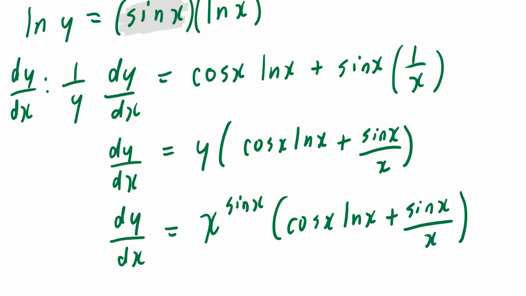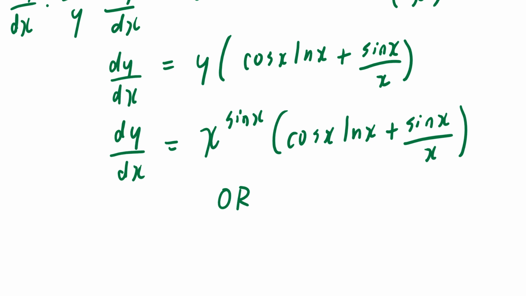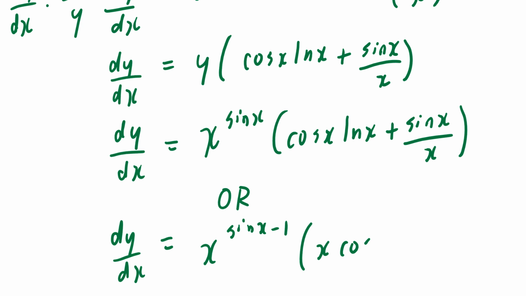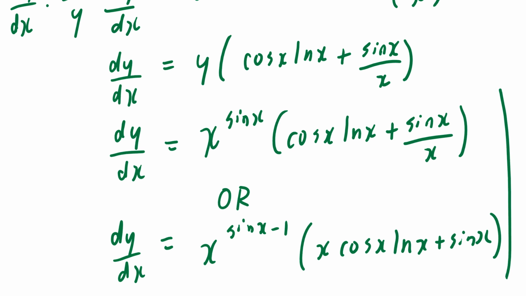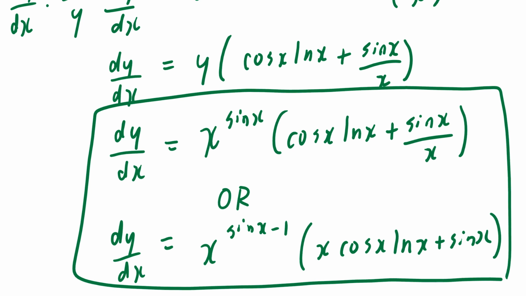And if you want to factor 1 divided by x to the front, another final answer could be dy by dx equals x to the power of sine x minus 1. So notice what I'm doing here. I'm dividing by x. So when I take x to the power of sine x divided by x to the power of 1, I'm dividing with the same base, so I can subtract exponents. In the brackets, this is going to be x cosine x ln x plus sine x. Both answers I think are acceptable. It really depends on your teacher, the textbook, and the course pack.